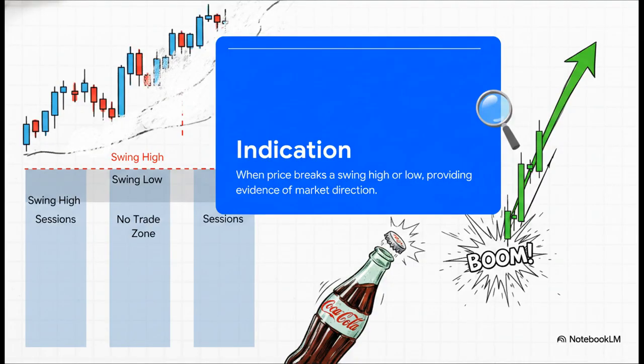So what happens when price finally escapes that no trade zone? Well, an indication is exactly that, when price breaks a swing high or swing low, giving us actual evidence of market direction. It's kind of like a violently shaken bottle of Coke. The pressure builds and builds during consolidation. The indication is that moment the cap finally blows off and the market reveals where it actually wants to go.